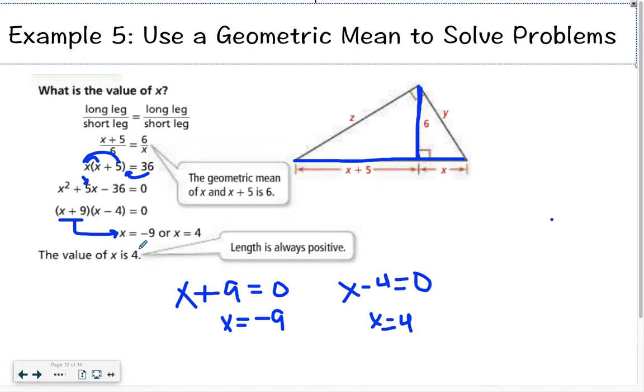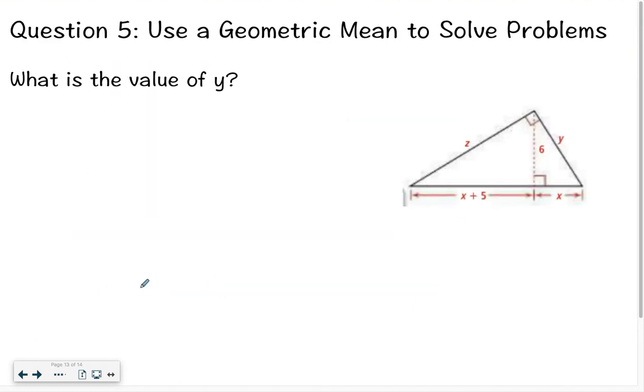And then, since we're talking about length and a distance, we need to only ever use positive numbers because length can't be negative. Okay, so I know that's kind of a lot as far as remembering algebra. So if you have questions, please don't hesitate to ask. All right, and then why don't you go ahead and try to also figure out the value of y.